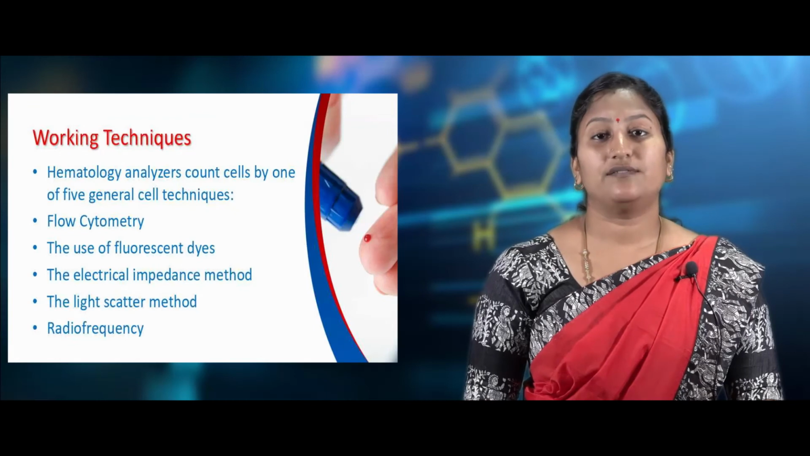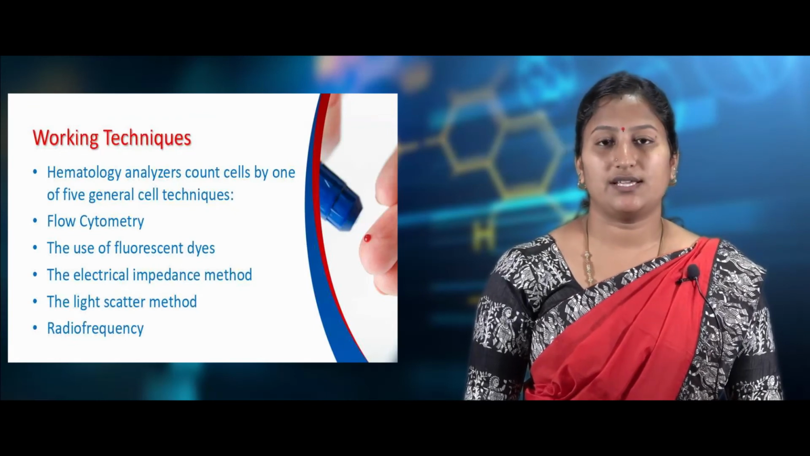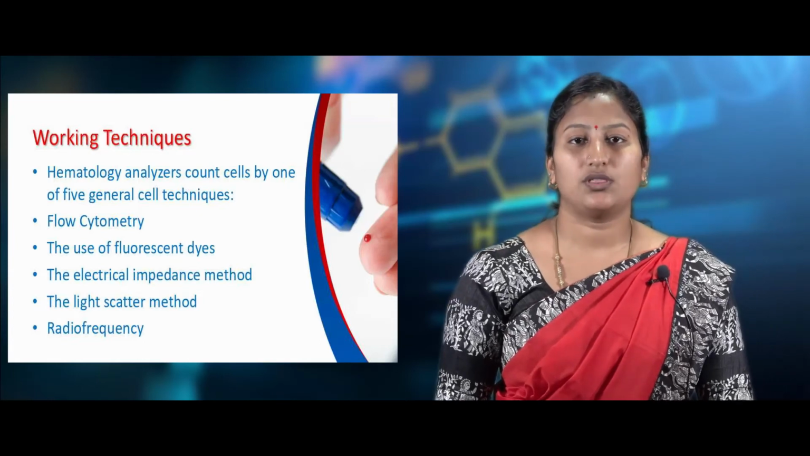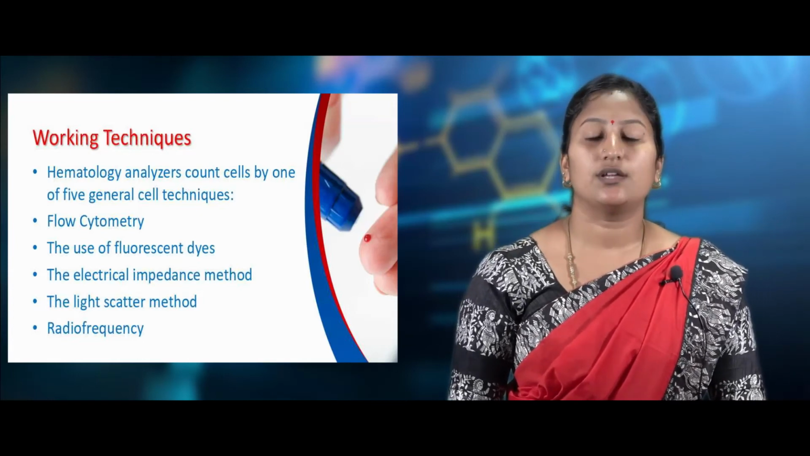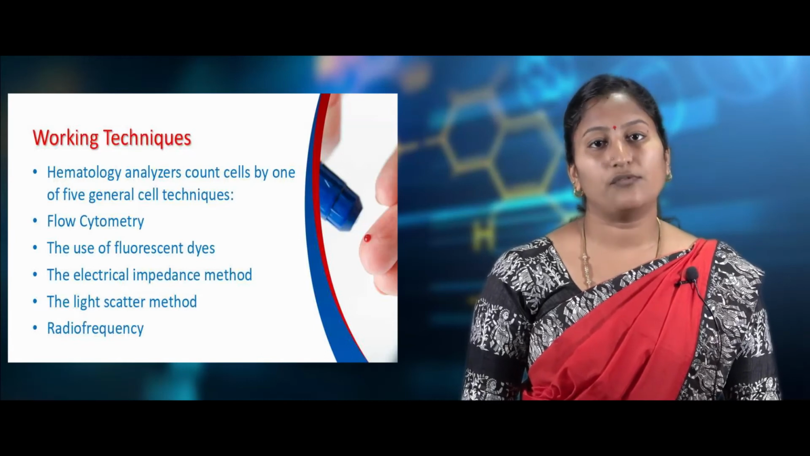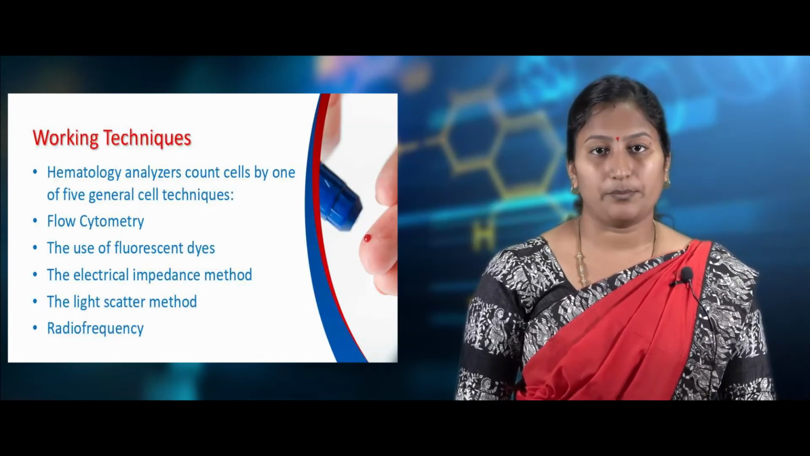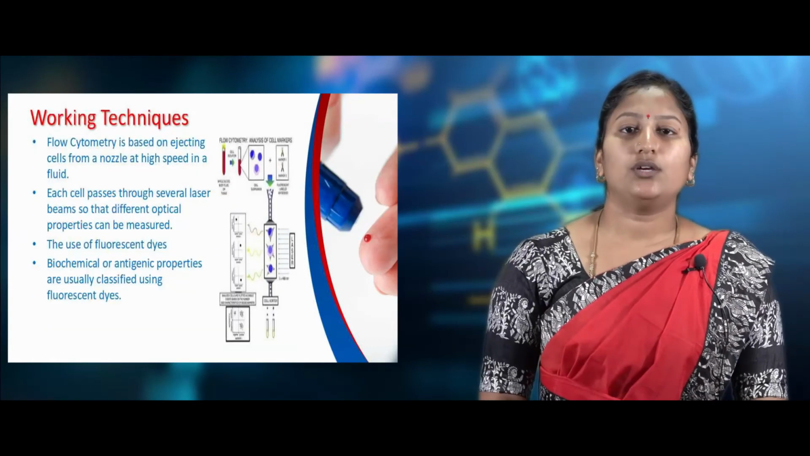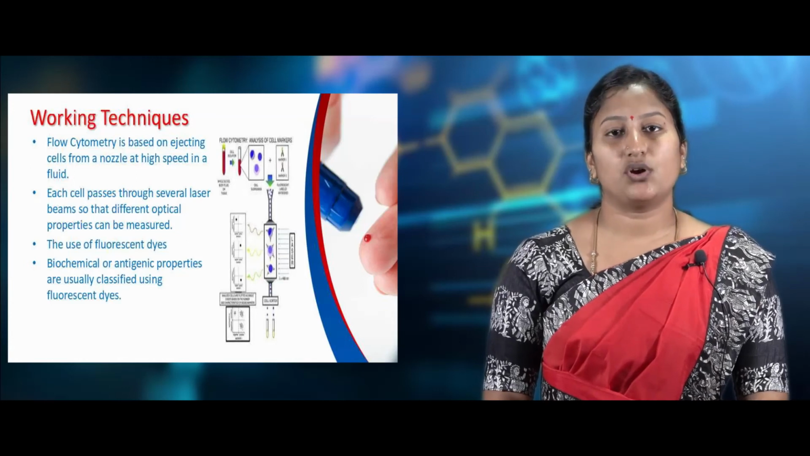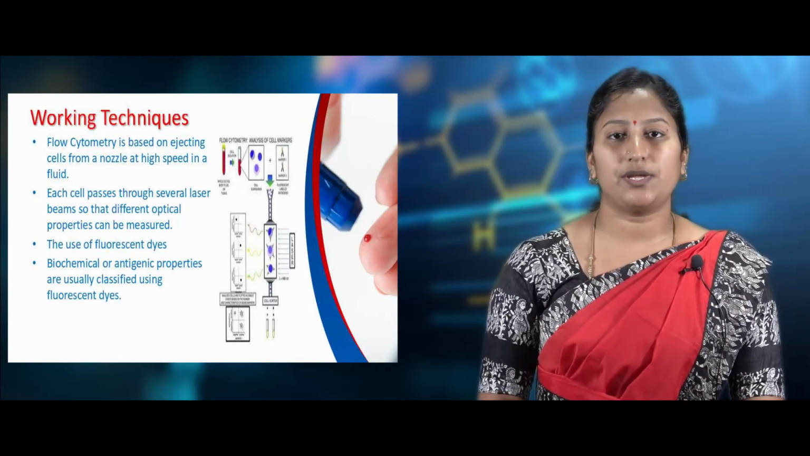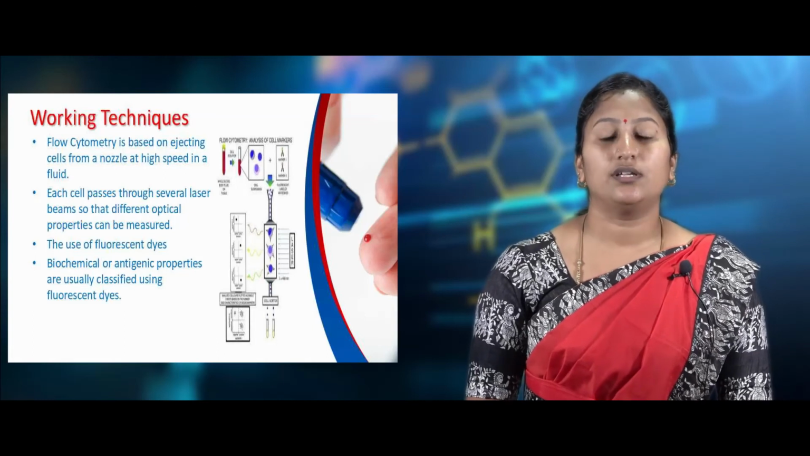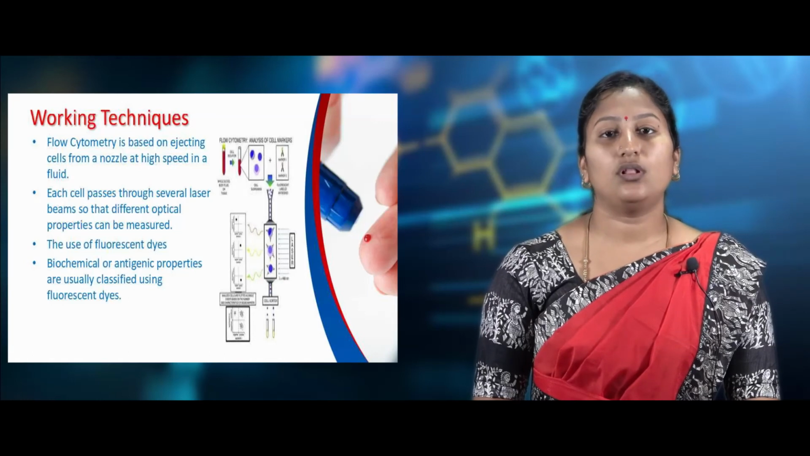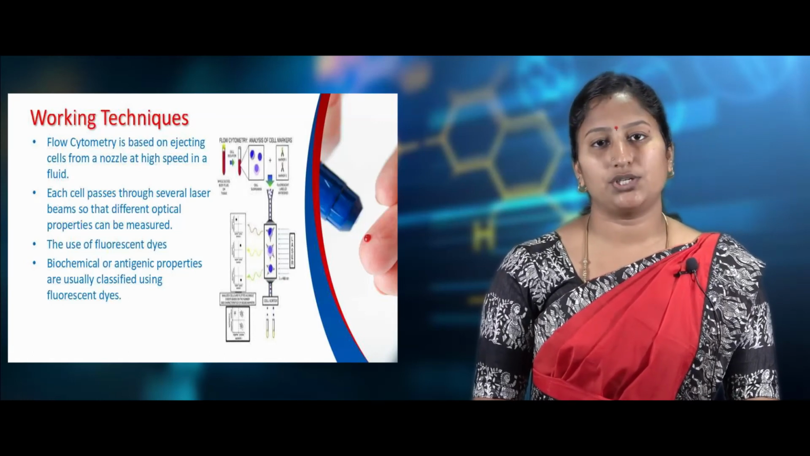Now let's see the working techniques of hematology analyzers. Hematology analyzers usually count cells based on 5 general cell techniques: flow cytometry, the use of fluorescent dyes, the electrical impedance method, the light scatter method, and radiofrequency. The technique of flow cytometry is based on ejecting the cells at high speed from a nozzle in a fluid. Each cell passes through several laser beams and hence all the optical properties are measured.